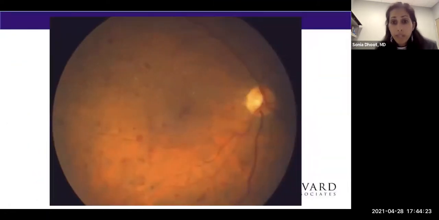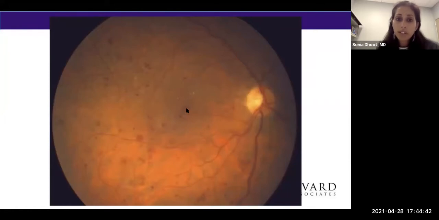So I just have some pictures here for you guys to look at. This is what we see when we look in the back of eyes. This little yellow circle here, that's the optic nerve. That's like the cable that connects the eye to the brain. And just next to the optic nerve is what we call the macula.